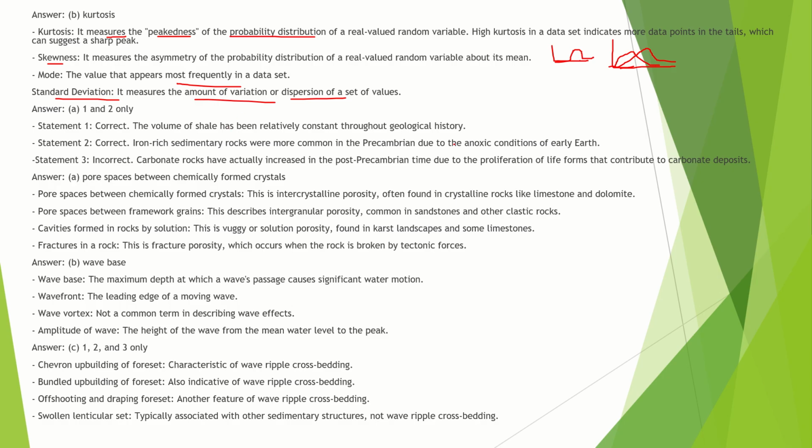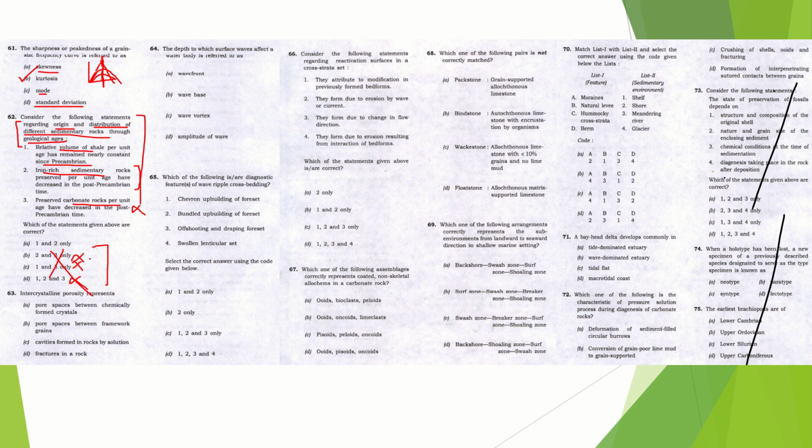Let me tell you, there was more anoxic condition at that time and now it's not like that, there are oxic conditions, so that's why iron-rich sedimentary rocks have decreased. Also, the volume of shale is constant throughout the geological history. It is like that only. There is no problem in that option.